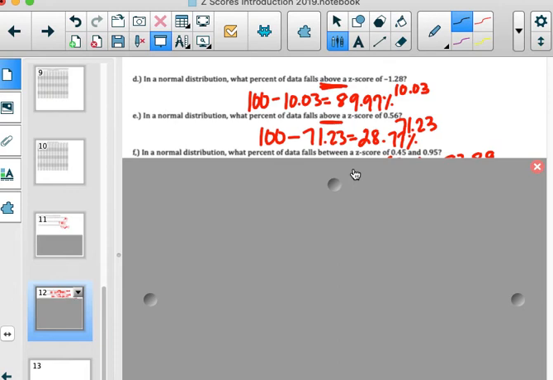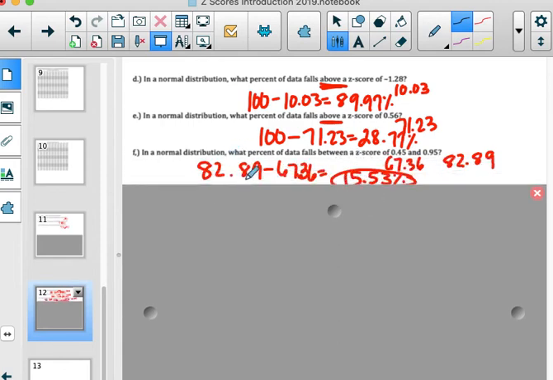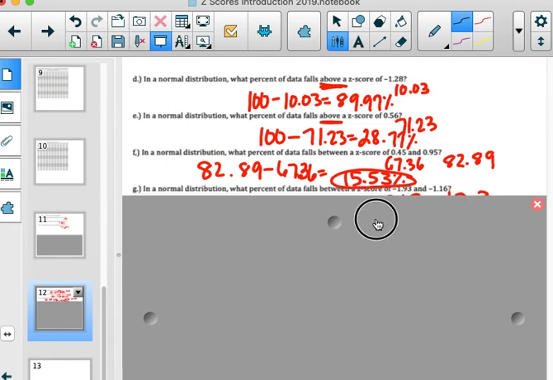And then on F, what percent falls in between? So I'm not going to subtract from 100, but I'm going to find both percentages and subtract from each other. So the z-score for 0.95 was 82.89%, I'm sorry, I said that backwards. This is, of course, going to be smaller. So the 0.45 is our 67.36. The 0.95 was 89.89, and then we subtract them from each other. So the percent between them is 15.53%.